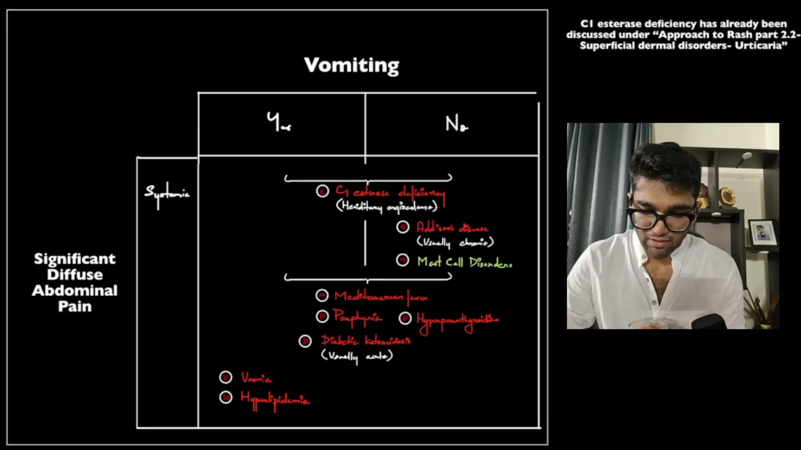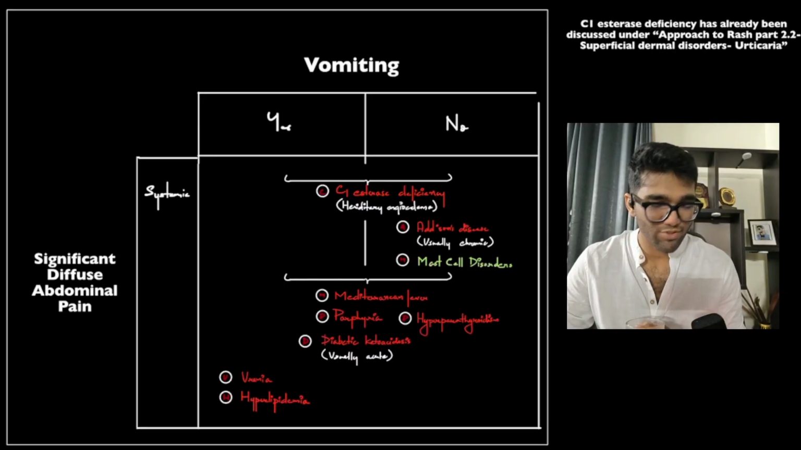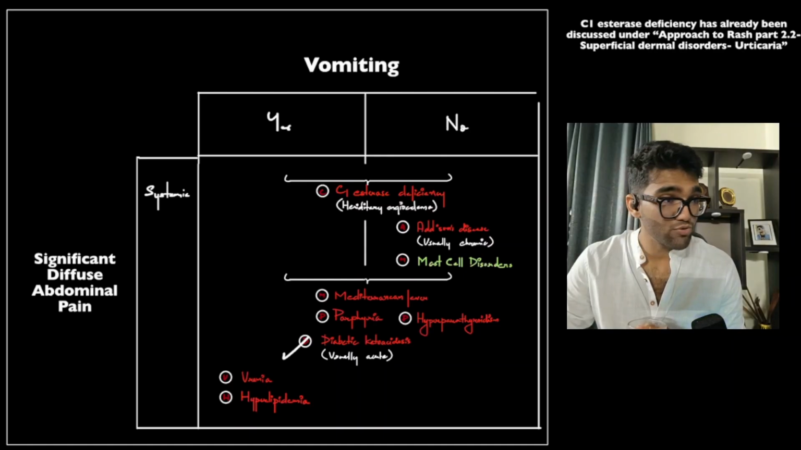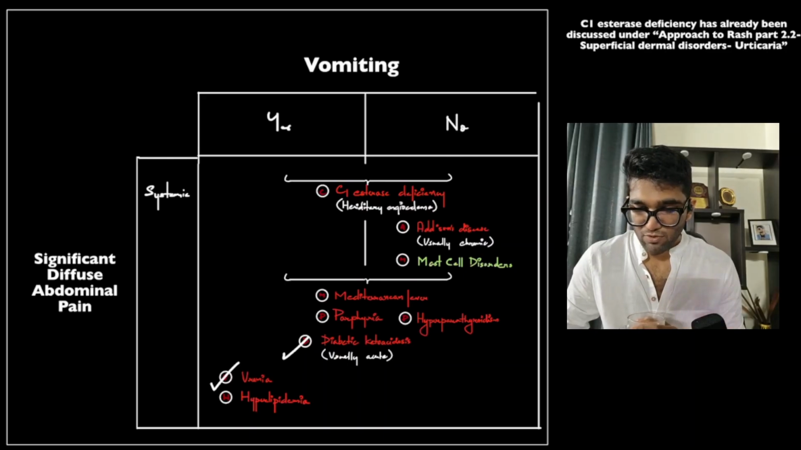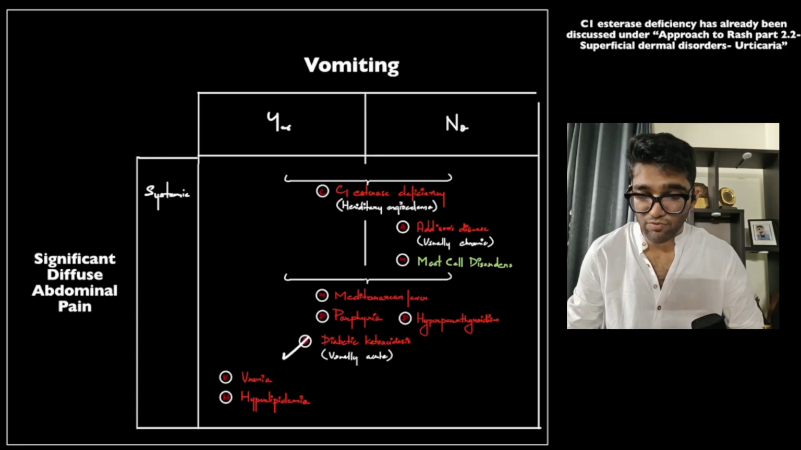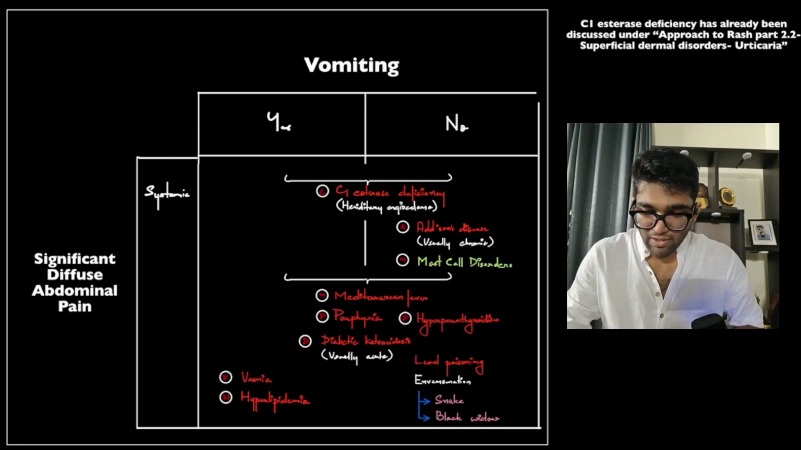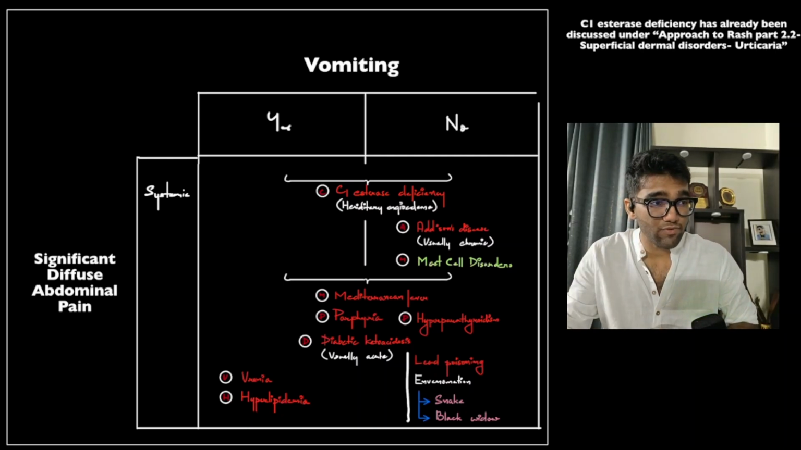Now, then we have three other causes that are very self-explanatory. That is DUH, so you should remember them. That is diabetic ketoacidosis, and this is usually an acute process. U stands for uremia and H stands for hyperlipidemia. Okay. So these are the seven causes of diffuse abdominal pain with or without vomiting, and these are important clinical considerations. Now, in specific situations, lead poisoning and envenomation with snake bite and black widow spider bites are to be considered.